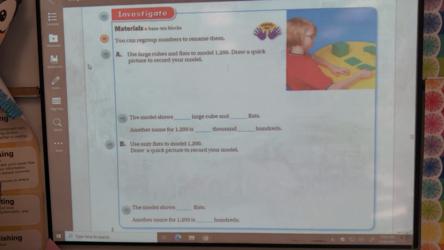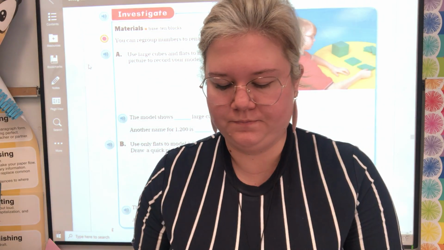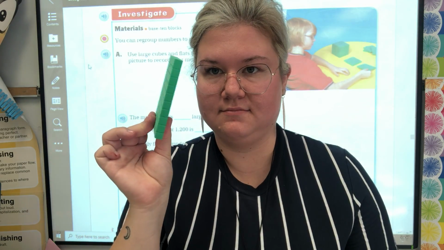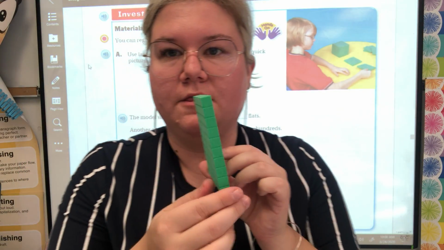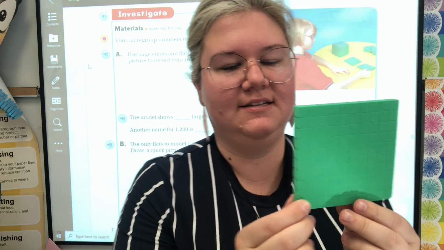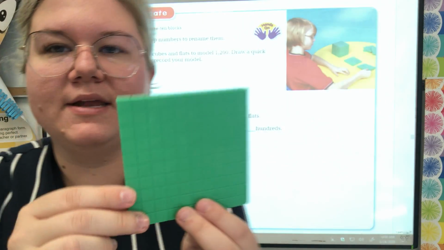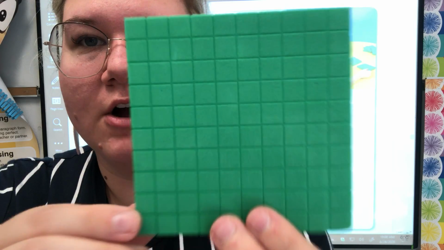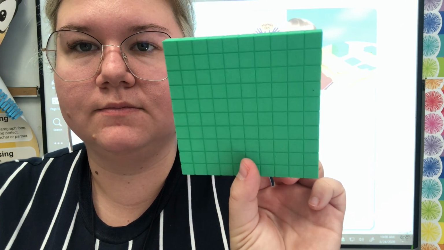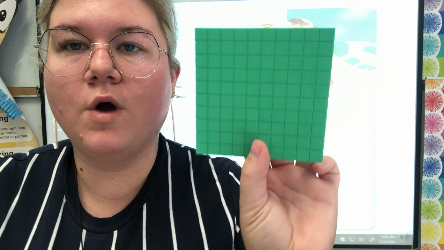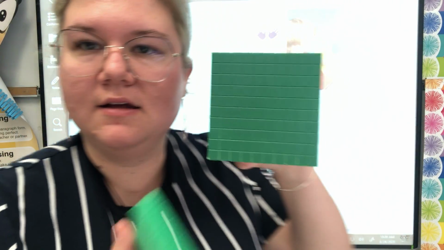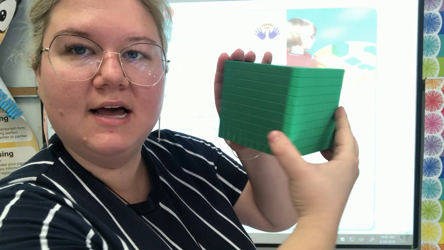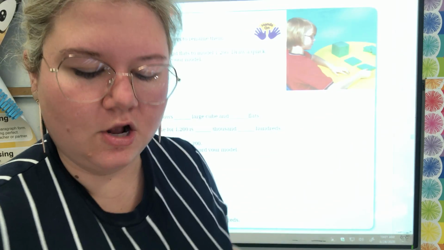The next one I have is, what's this one called? Do you remember? This is called a flat. A flat. How many small cubes are in this flat? There are 100 small cubes in this flat. If I take it, it actually lines up with my large cube.